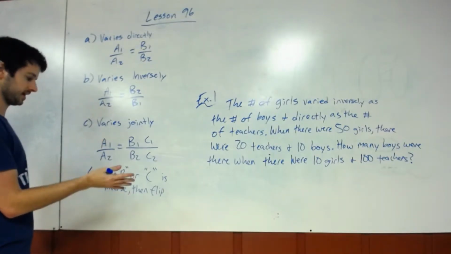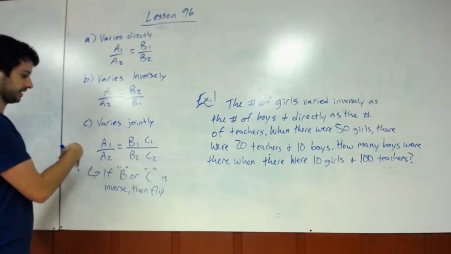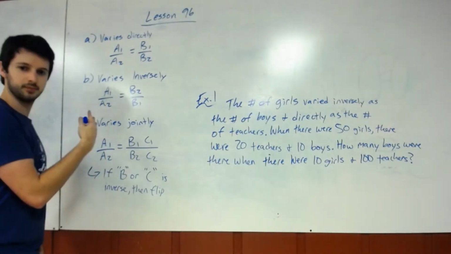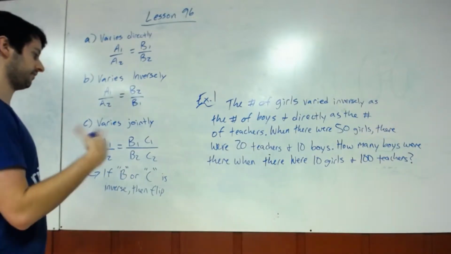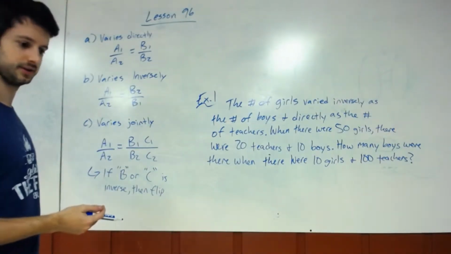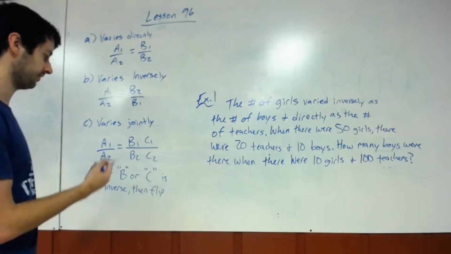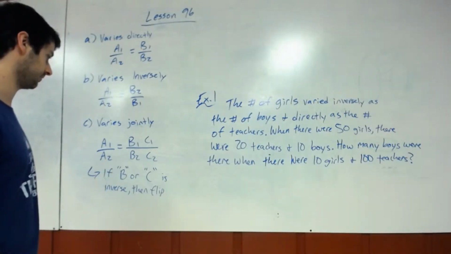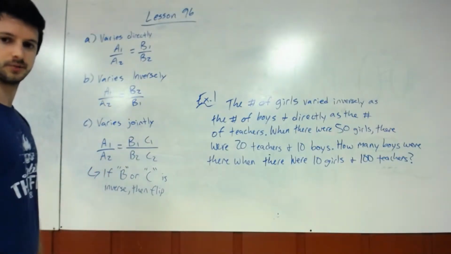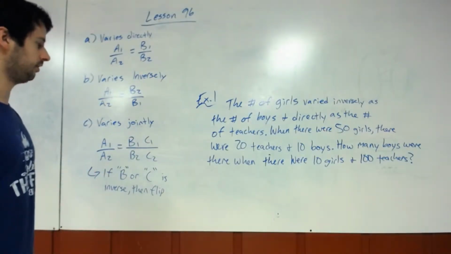But it may say the number of apples varied directly as the number of bananas, but inversely as the number of, I don't know, a fruit that starts with C. So I'll say Cheetos, okay? But inversely as the number of Cheetos. So if it's inverse, you just flip that fraction. That's all you do. So let's look at one example.